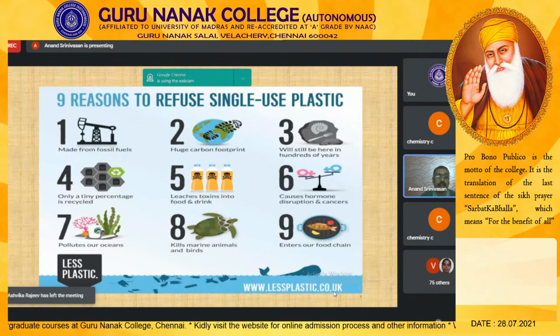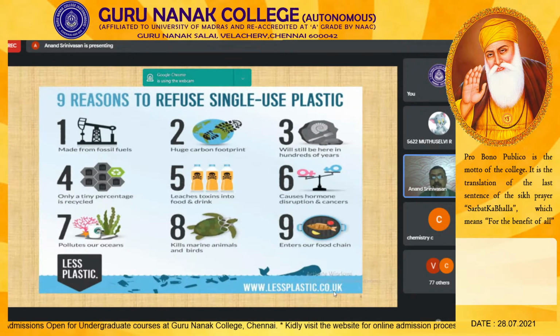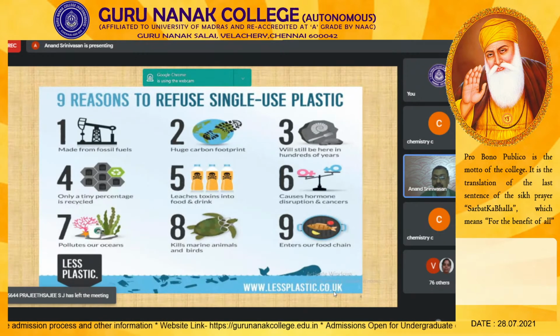Though they say recycling is possible, the amount of plastic which is being recycled is very minimal. And it leaches toxic chemicals into food and drink, and thereby it interrupts the food chain. As a result, again, there is a severe environmental problem because of this synthetic plastic. It causes hormone disruption and cancers, as you know pretty well. It pollutes our oceans as well, and kills marine animals and birds. And as I told you before, it enters the food chain and becomes a serious issue.